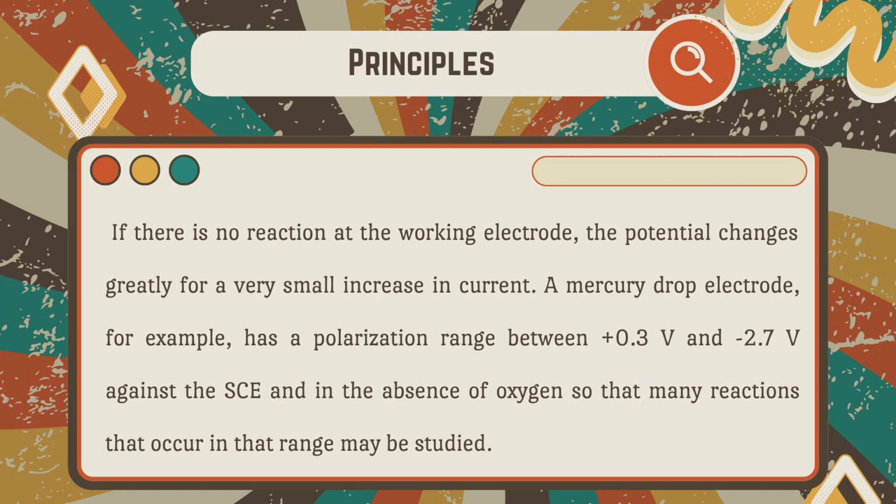A mercury drop electrode, for example, has a polarization range between +0.3 V and -2.7 V against the SCE in the absence of oxygen, so that many reactions that occur in that range may be studied. By controlling the potential of the working electrode, a particular reaction may be selected. Suppose a cell has two inert, solid electrodes and a reference electrode which dip into an aqueous solution containing copper ions. In order to cause any reaction, the applied potential must exceed the decomposition potential.